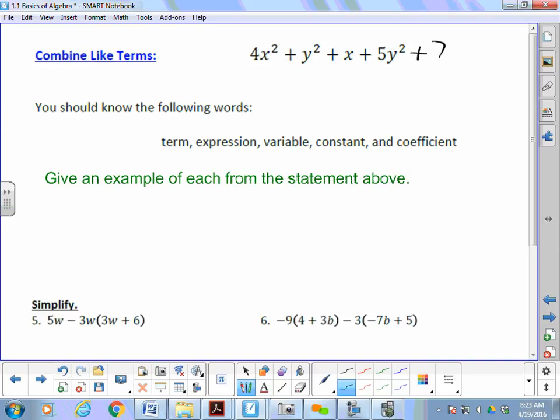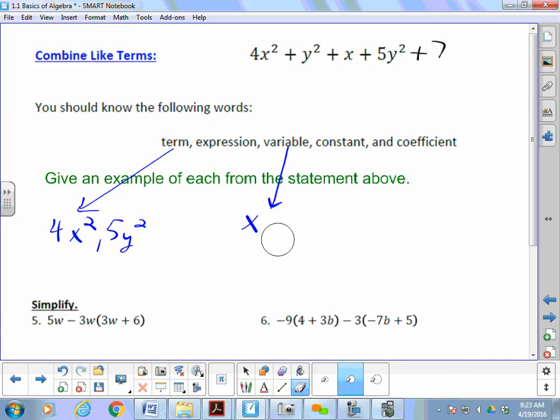So let's see here. Let's write a little bit. Okay. Term. All right. The whole thing we said is an expression. Variable would be x or y. All right, how about a constant? Okay, 7 is a constant. A constant is a number by itself. All right, 7 would be the only constant up there.